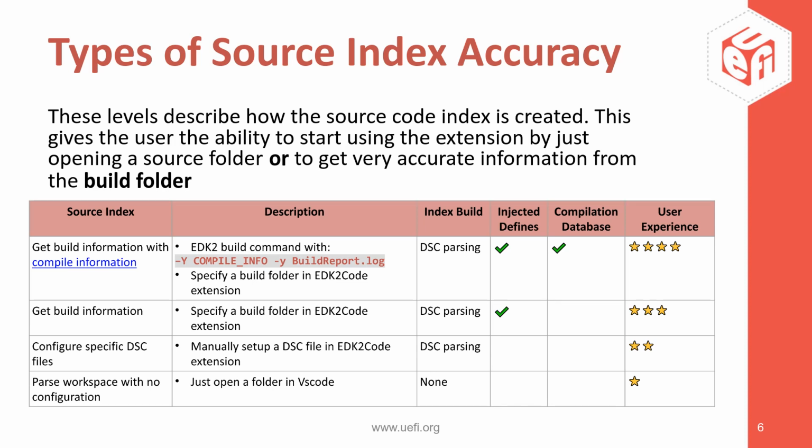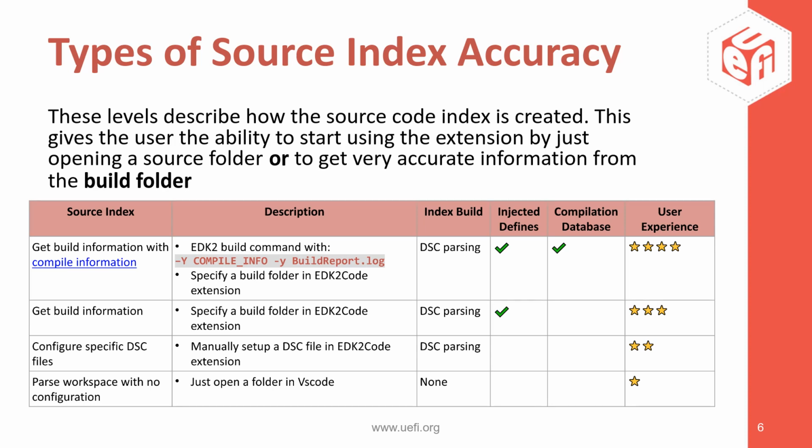The other, once you have the tier one, is to get the build information from the build directory. That means that once you have fully built your project, you can ask the extension to parse the build folder, and it will gather all the information that it needs to parse the source index without intervention of the user.